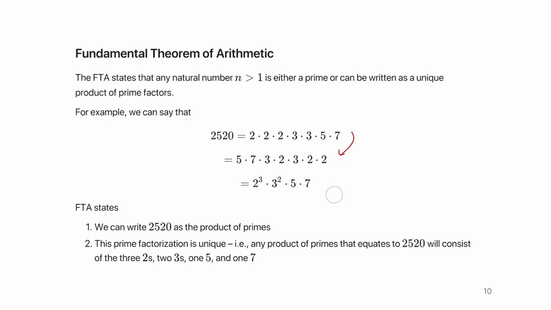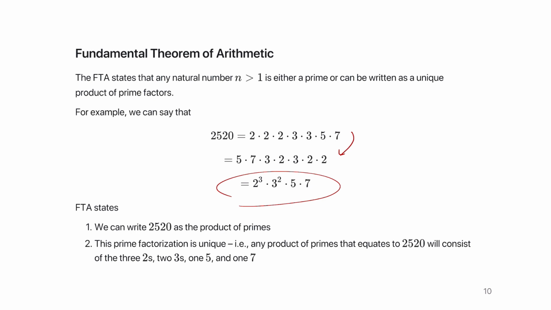But actually, that really doesn't matter that much. Okay, this is the standard way we'll represent a number in terms of its prime factors. So what does the fundamental theorem of arithmetic state? It states that one, we can write 2520 as a product of primes, and two, that this prime factorization is unique.